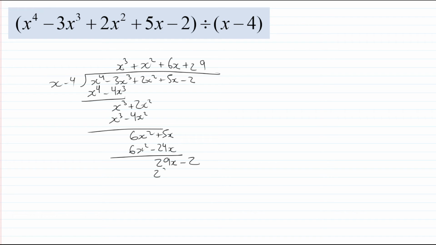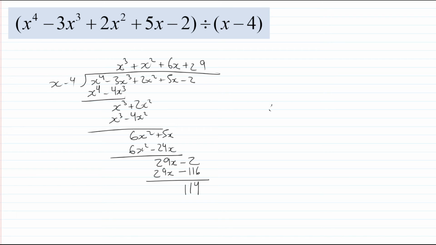So you get 29x minus 29 times 4, which is going to be 116. All right. And that will give us negative 2 minus negative 116, which is the same as negative 2 plus 116. So that's 114. And now we will stop because we're dealing with an expression for which the degree is lower than that of our divisor.